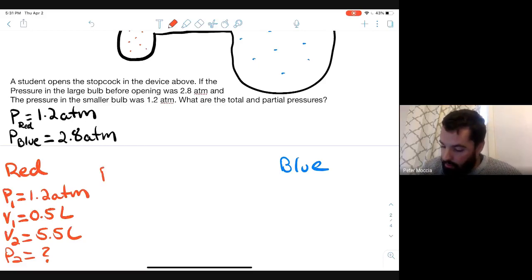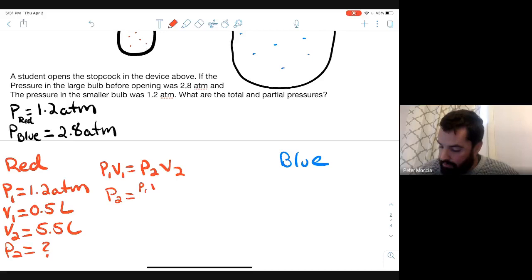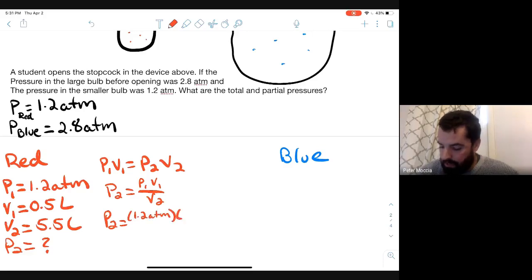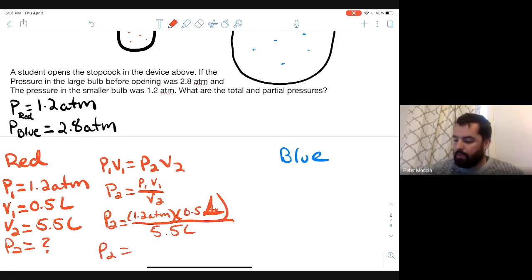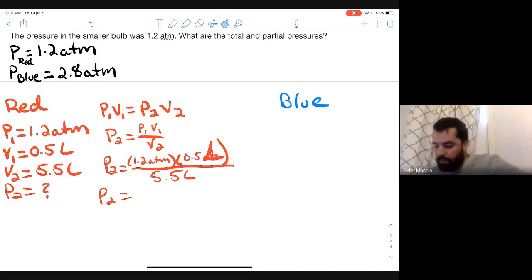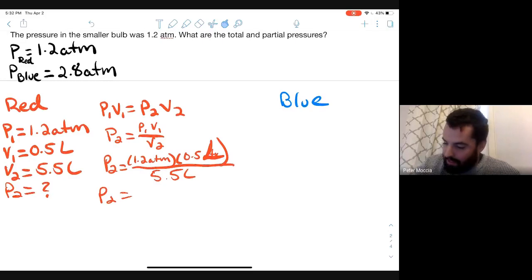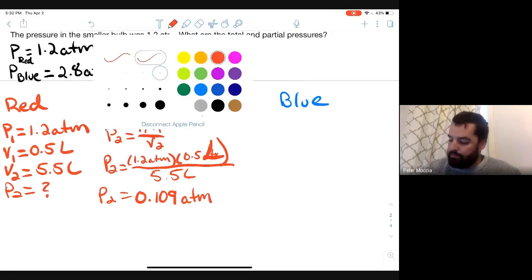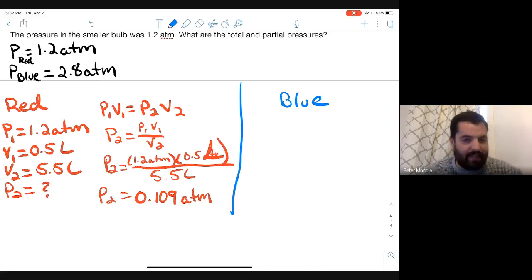It's called a partial pressure now because the gases are now mixed, okay? So I'm going to do P1V1 equals P2V2. So P2 is going to equal P1 times V1 over V2. So P2 is equal to 1.2 atm times 0.5 liters over 5.5 liters. Hey Siri, what's 0.6 divided by 5.5? It's going to give me 0.109 atm. Okay? So this is the partial pressure of the red gas once you open the stopcock.